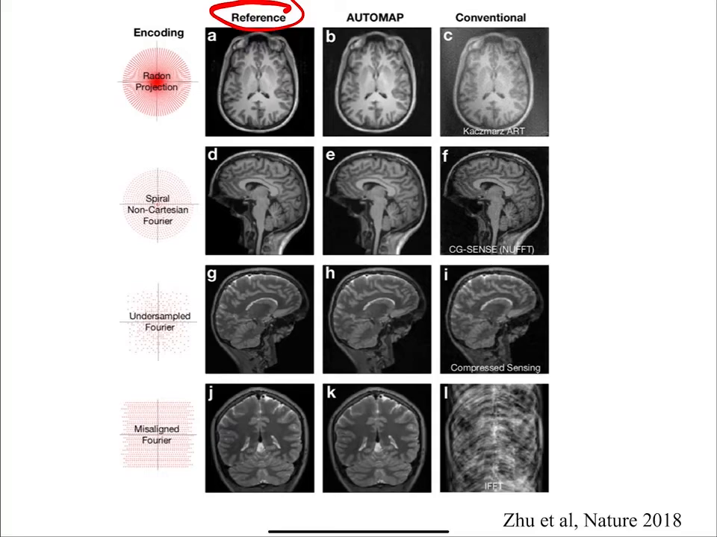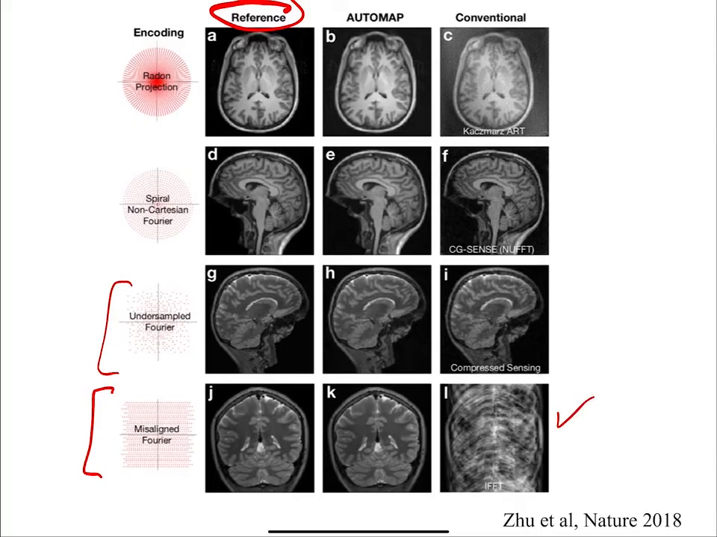And then what they did was they imagined sampling this with different sampling. So in this case here, they undersampled it, and here they misaligned the Fourier data. So even the lines in Fourier weren't acquired correctly. So they did everything wrong, right? It's like they didn't acquire the data correctly. So if you do everything wrong, the normal algorithm will just fail.